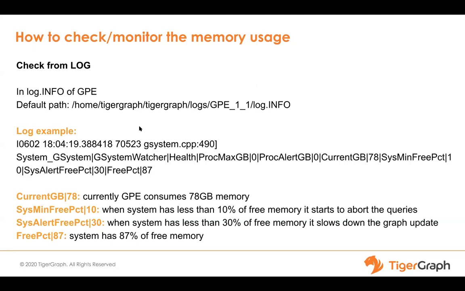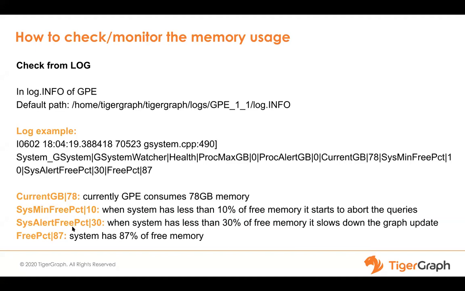One of the lines you will definitely see in the log, because this line is printed periodically every few seconds, prints the memory consumption of your GPE component. So let's take a deeper look at this line of log, okay? First, we can see the current memory consumption, called current GB 78. That means the GPE currently consumes 78 gigabytes of memory, and then it is followed by 2 system settings.